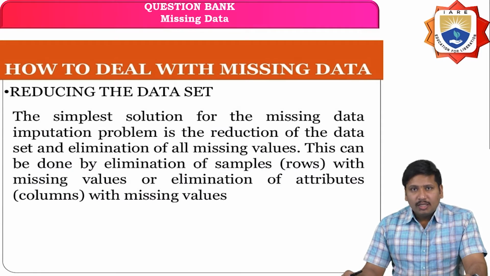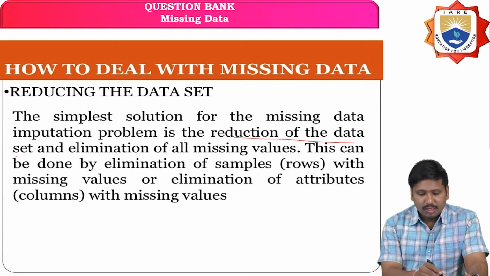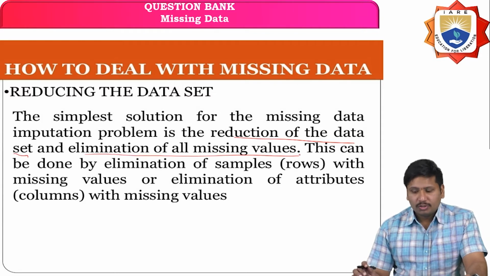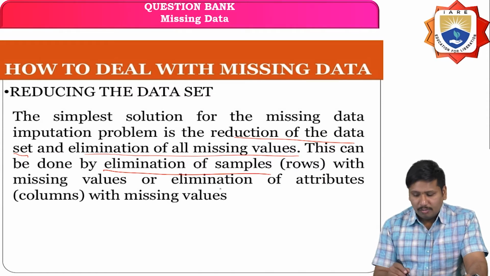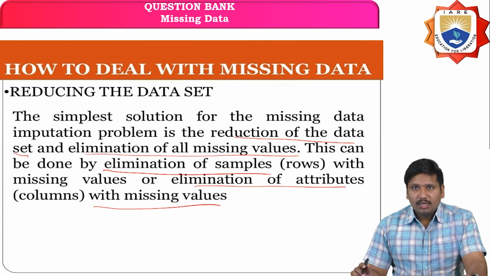Then there is another way of reducing the missing data, that is reducing the data set. The simplest solution for missing data is the reduction of the data set and the elimination of all the missing values. This can be done by eliminating the sample rows with missing values or eliminating the attributes with missing values.